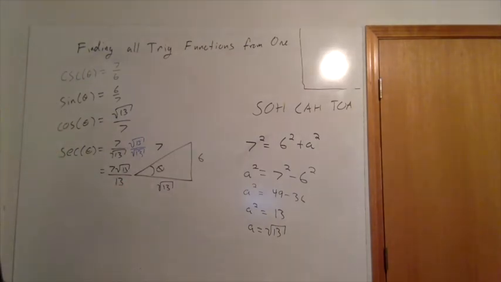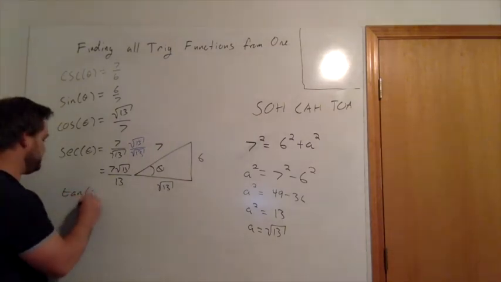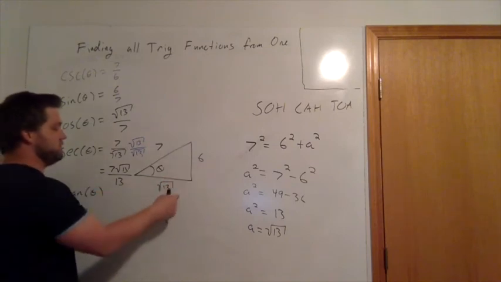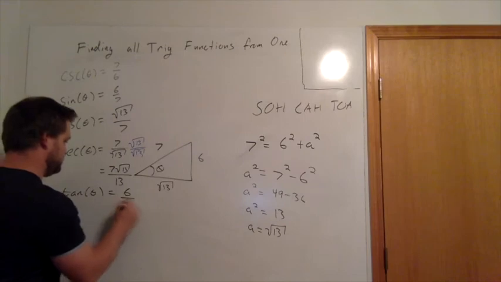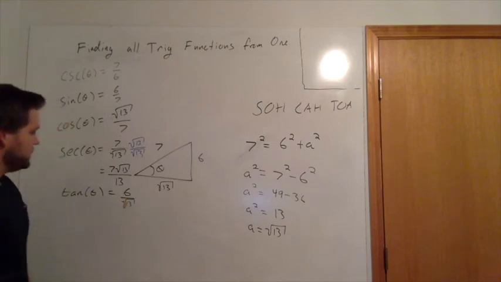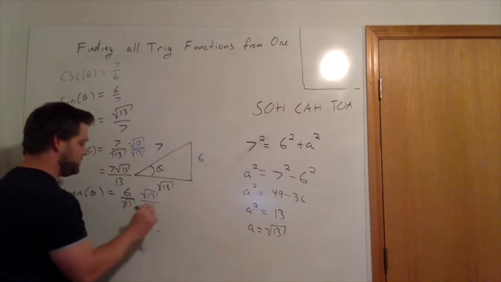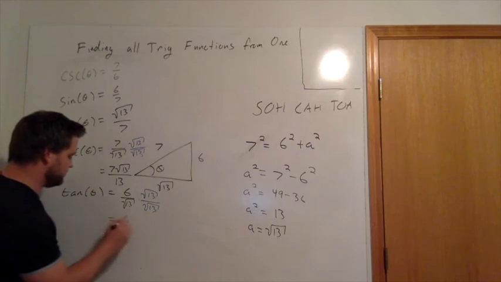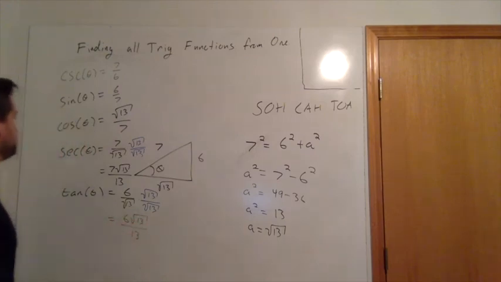Okay, let's go ahead and find tangent. So tangent of theta. Tangent is opposite over adjacent. So tangent will be 6 over root 13. Again, we will rationalize the denominator, multiplying by root 13 over root 13. So this will be 6 times root 13 over 13.